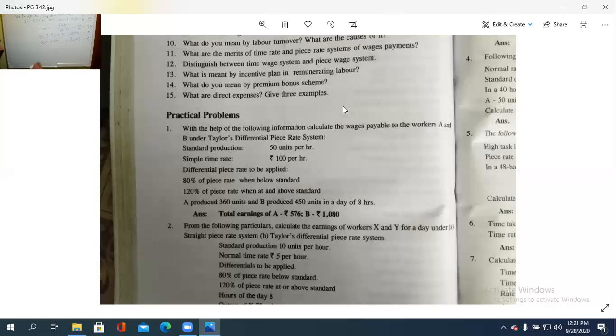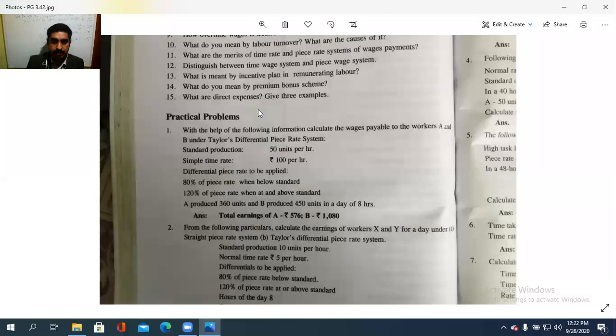Standard output is equal to 8 hours, isn't it? Piece rate, standard piece rate. Then see here, standard output is equal to how much? 8 hours multiplied with the standard production, how much? 50 units. So 400. See, A is producing 360, so below the standard output, and B is 450 above the standard output, isn't it?